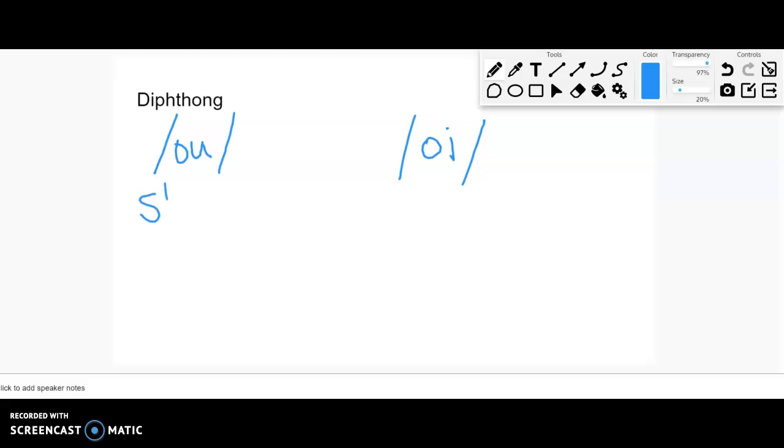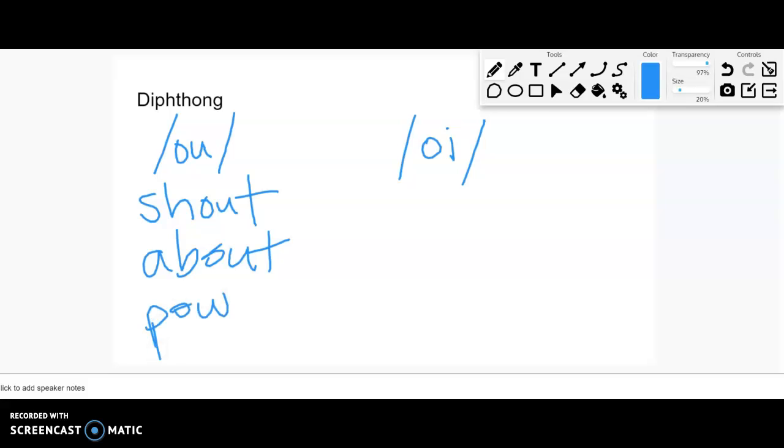So, for example, we do have shout. That's that sound. And about. And around. But you can also have power. And showers. When you get that ow sound. Okay? Now we know OW doesn't always say that. Sometimes it can just say the O sound, but sometimes it says the ow sound.